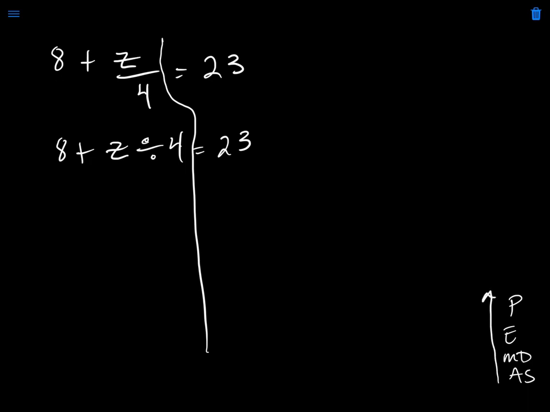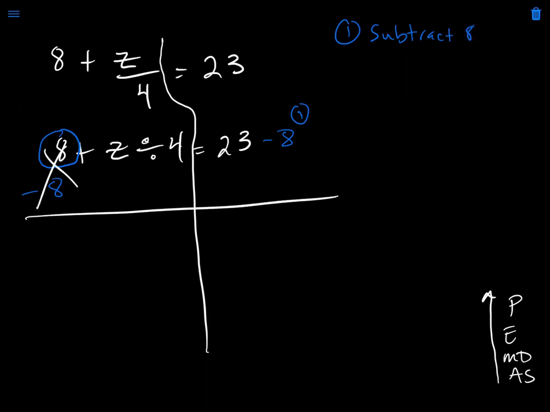So I'm going to look to add or subtract first, right? So I'm going to do the opposite of adding 8, which is subtracting 8, on both sides. So my first step, step 1 here, I'm going to subtract 8 on both sides. So when I do that, this goes away. Z divided by 4 equals 23 minus 8, which is 15, I'm sorry.